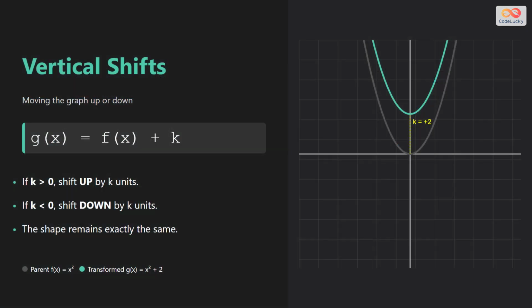First, let's look at vertical shifts. When we add a constant, k, to the outside of the function, the entire graph moves up or down. If k is positive, it goes up. If k is negative, it goes down. Notice that the shape of the parabola does not change at all.